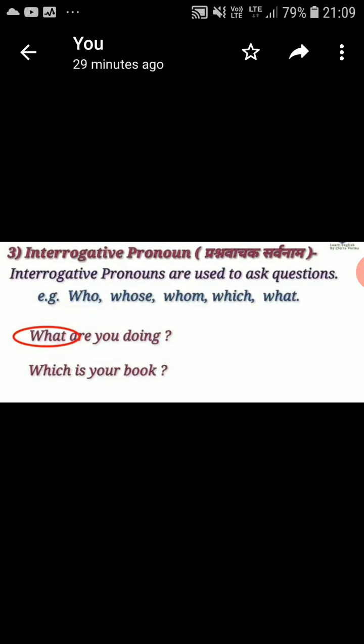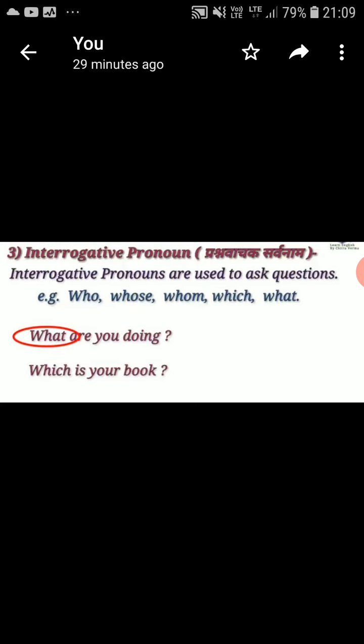Now the interrogative pronoun. What is an interrogative pronoun? Interrogative pronouns are used to ask questions, like who, whose, whom, which, what. When you have to ask a question, words like who, whose, whom, which, what are used to find out the noun. That's why these words are called interrogative pronouns.